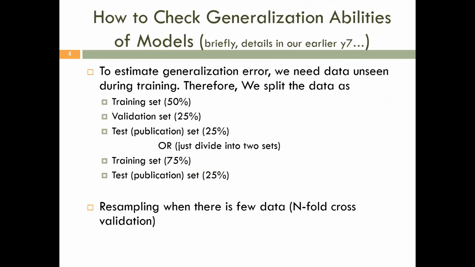Now, as we discussed before, you all know how to check the generalization ability of a model; we've described this one. Either you use the holdout method, whereby we divide the data into two sets, training set and testing set, or three: training, validation, and testing set.